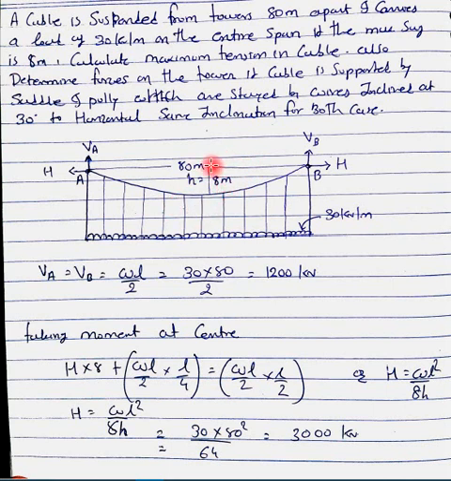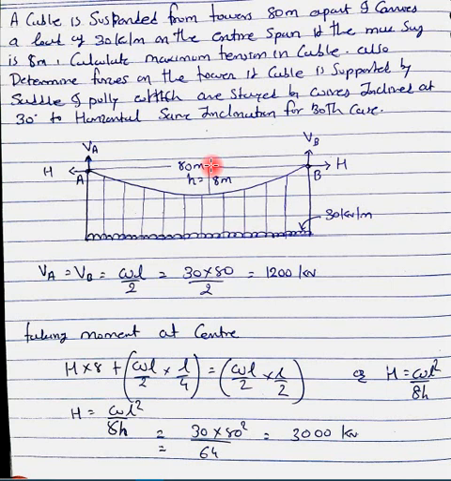So what we have to determine is the maximum tension in the cable, and also the forces on the tower if the cable is supported by a saddle and a pulley, which are stayed by wires inclined at 30 degrees to the horizontal. For both cases the angle of inclination is 30 degrees. So let's see how we can solve this example.